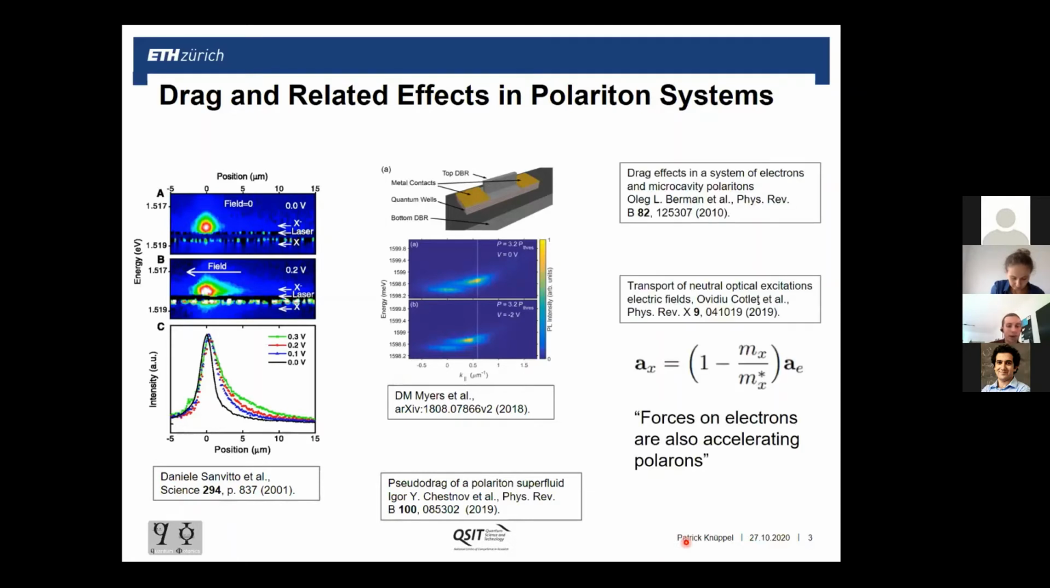And I want to highlight two proposals that are relevant to this topic of using external fields. One is that we expect a finite Coulomb drag effect between electrons and excitons when they have a finite relative velocity. And more recently, by collaborators in our group, there's this proposal that in principle, polarons should be able to inherit any acceleration felt by electrons directly.